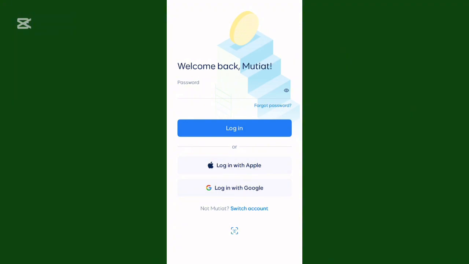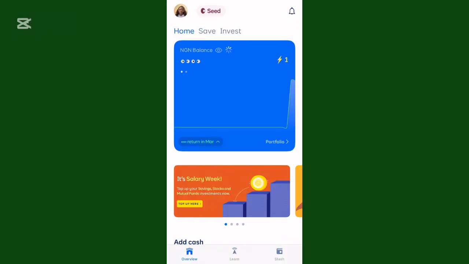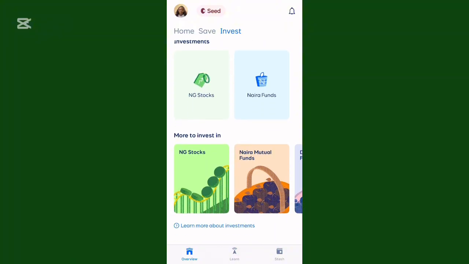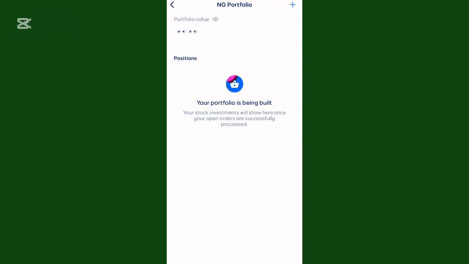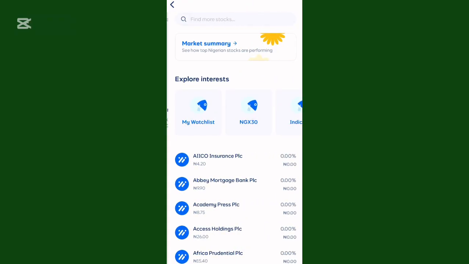So having downloaded the Cowrywise app and completing the registration process, you log into your Cowrywise account. You will see home, save and invest. Click on invest, then navigate downwards to NG stocks. So there's Nigerian stock, there's also Naira fund. You click on Nigerian stocks. Because I haven't gotten any stock at all, that is why nothing is showing here. You can see my portfolio value is 0 naira. There's no position.